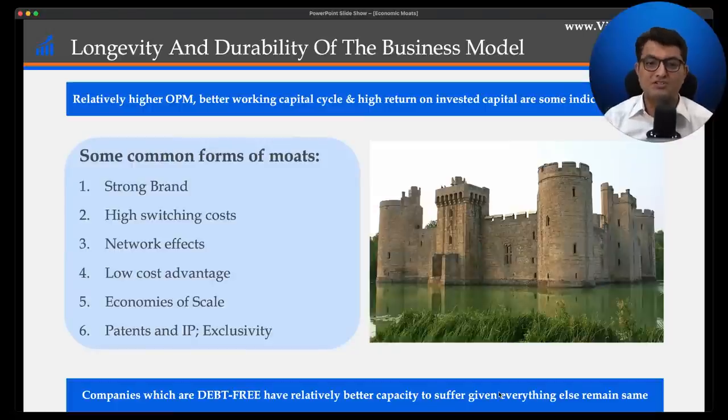Or a low cost advantage, or economies of scale, or patents and IP, or exclusivity. Just type in the comment box, what are the key moats of Jockey or Page Industries. Okay, and just key moats. I know there could be multiple of them, but just type which is the key competitive advantage of Page Industries.